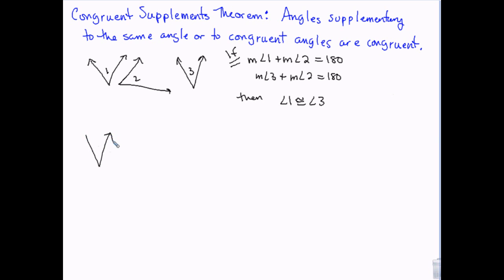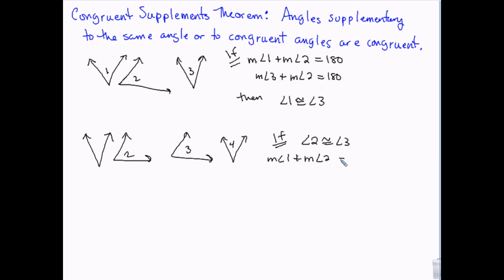And then the other one is if you throw in another angle. So if I say angle 2 is congruent to angle 3 to start out with, and then angle 1 and angle 2 is equal to 180, and then angle 3 and angle 4 is equal to 180, well, 2 and 3 were equal to each other, so that means angle 1 is the same as angle 4. Because they're being added again to the same thing, so that means they're the same.